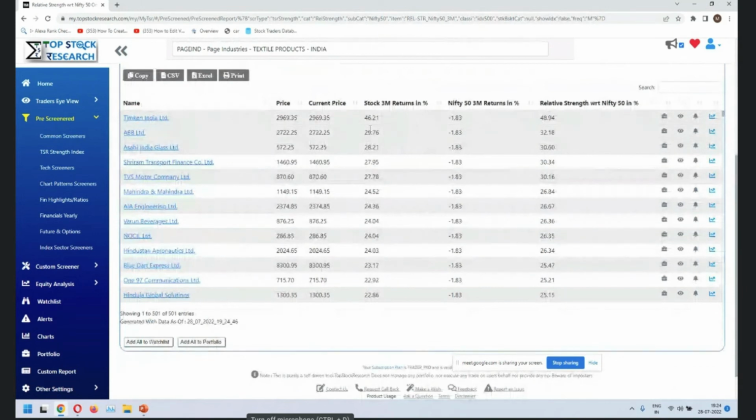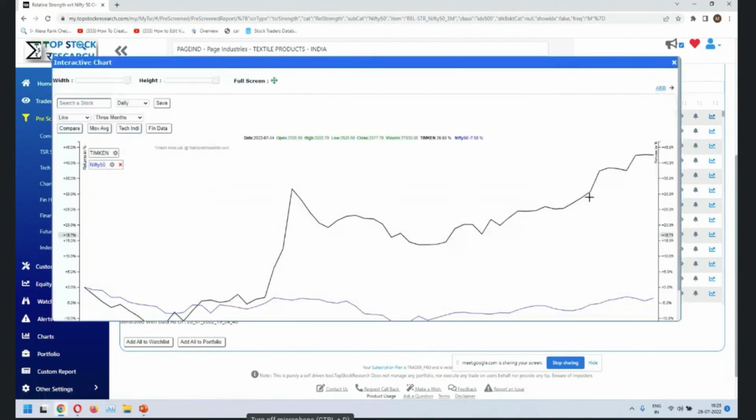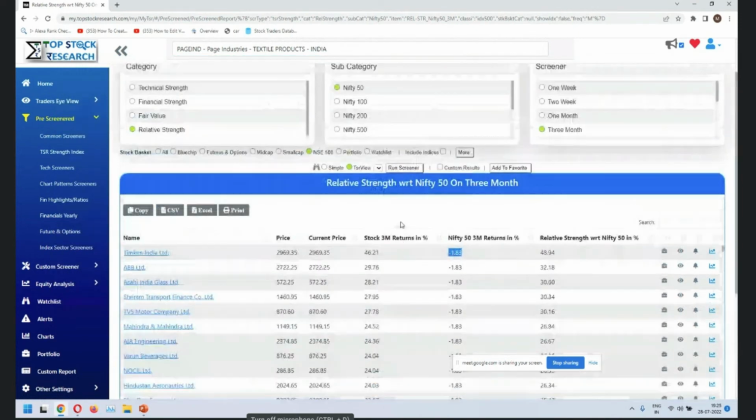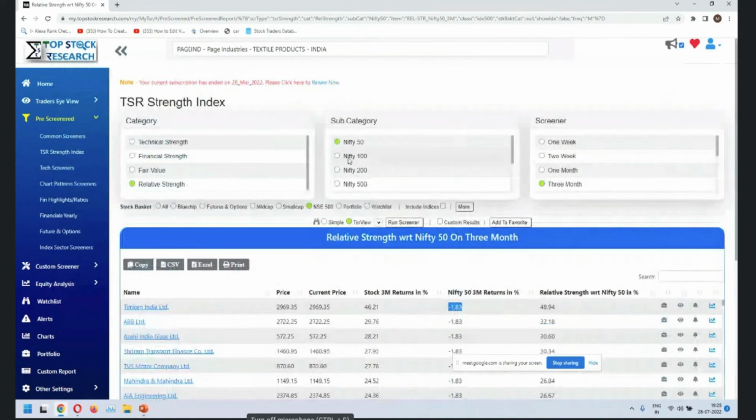So if you see, returns of Timken is 46%, whereas return of Nifty is minus 1.8, right? So relative strength is this one. This is performing much better than Nifty. And when you click on the chart, you'll see why we are saying that. Relative strength will give you the strength vis-a-vis a certain index. It could be Nifty, it could be another index like small cap, and we'll see how the other relative strength works when we go into the custom screener and when we take relative strength as a separate topic, right?